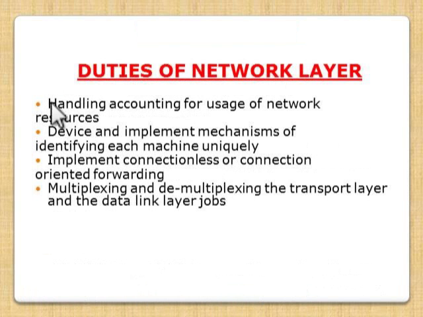Now, next is the duties of the network layer. The first is handling accounting for usage of network resources. Accounting is counting the usage of network resources. The second is to devise and implement mechanisms for identifying each machine uniquely. The third is to implement connectionless and connection-oriented forwarding. The fourth is multiplexing and demultiplexing.